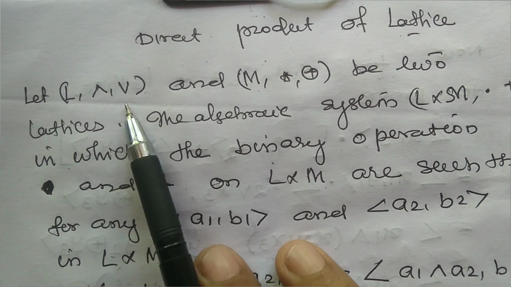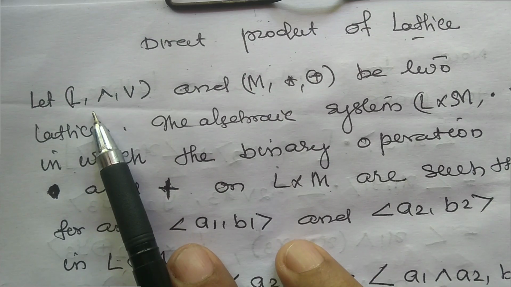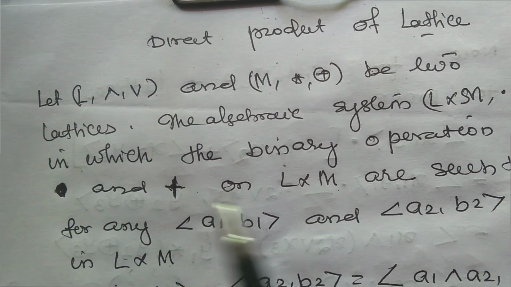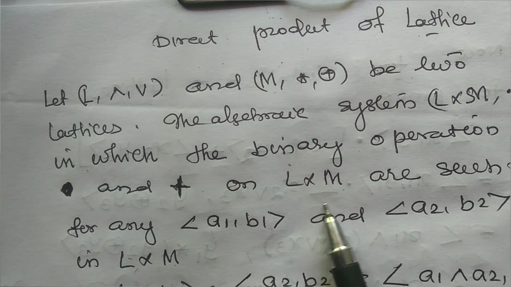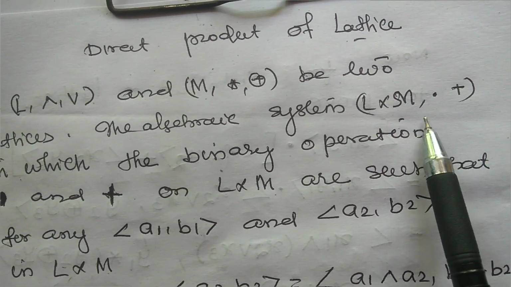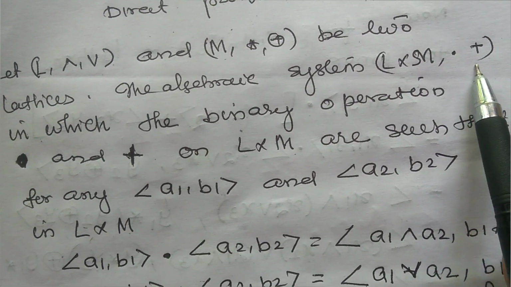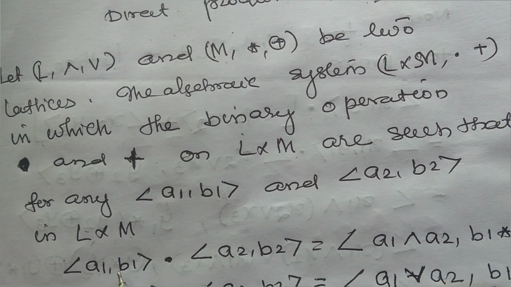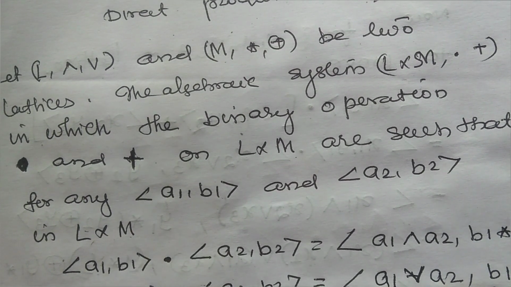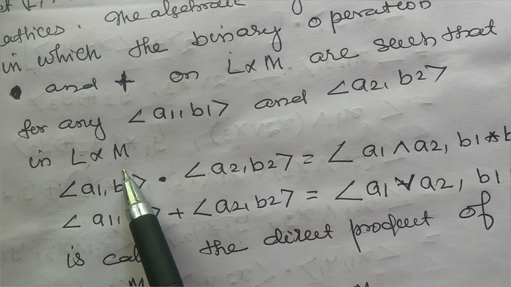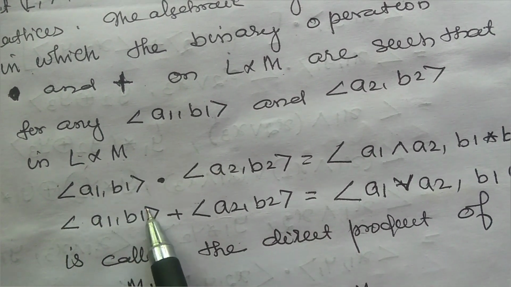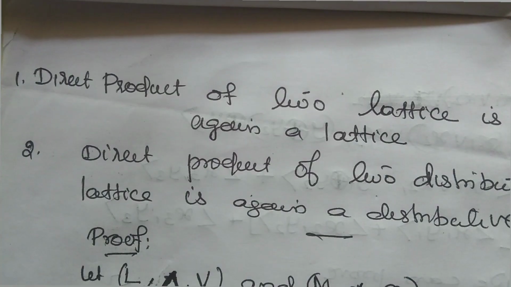For each lattice we need two binary operators. For L, there are two binary operators. Similarly, for L cross M, we have two binary operators. So what is L cross M? We take two elements from L cross M, and if L cross M is a lattice, it satisfies these two conditions.